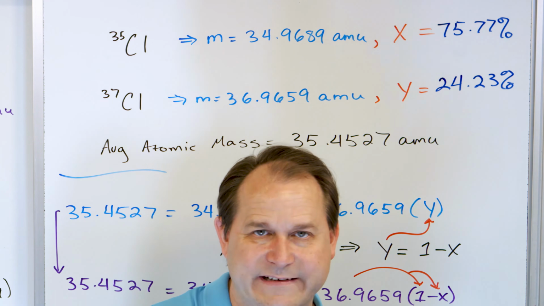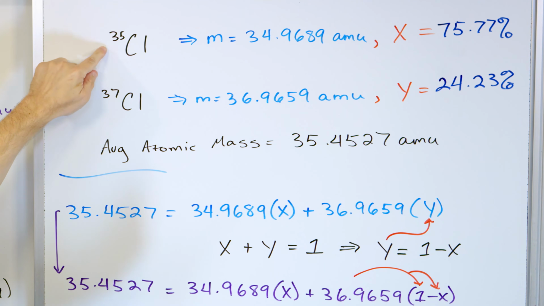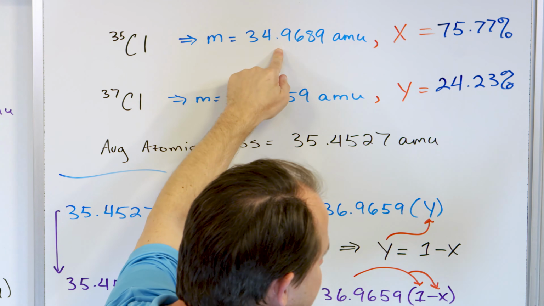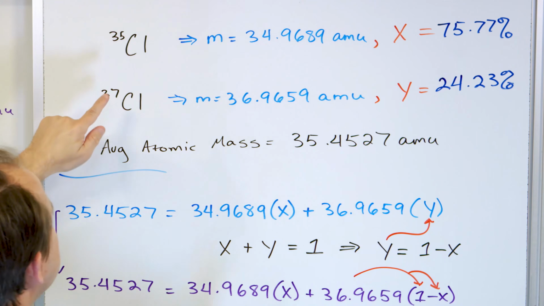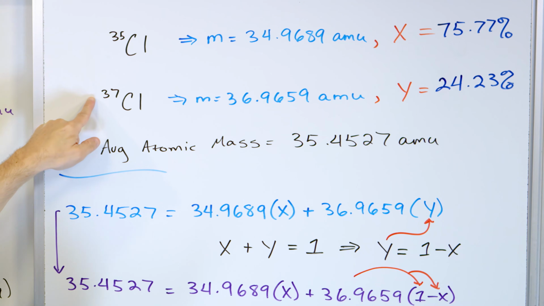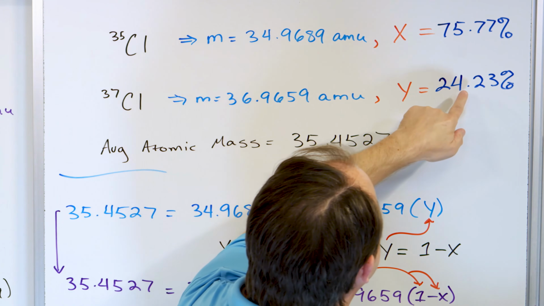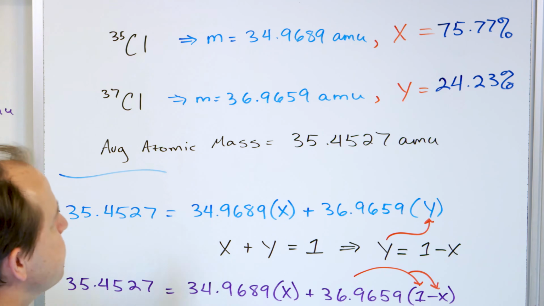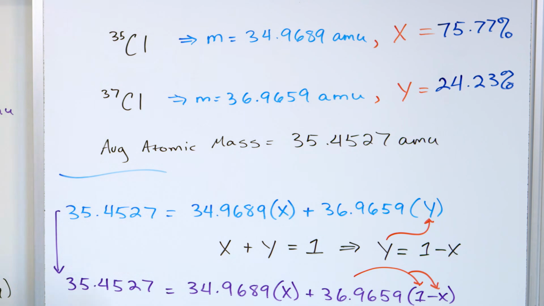So the answer to the question, if you read the question exactly, it says calculate the percent abundance of each isotope. Okay? And so what we figured out is the isotope chlorine-35, the lighter of the two isotopes, has this mass that was given to us, and it has a percent abundance of 75.77% in nature. Chlorine-37, which has 2 extra neutrons, with this atomic mass, has a smaller percent abundance, 24.23%. And you can see that these are going to add up to 100% once you add those up. So it all makes sense.